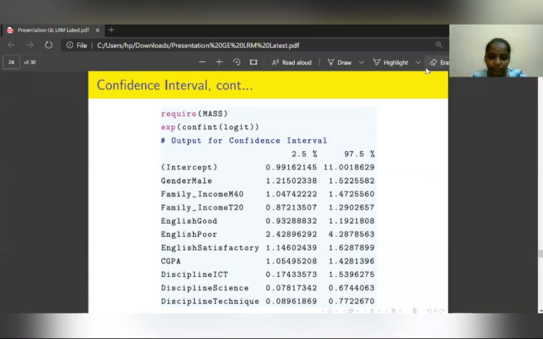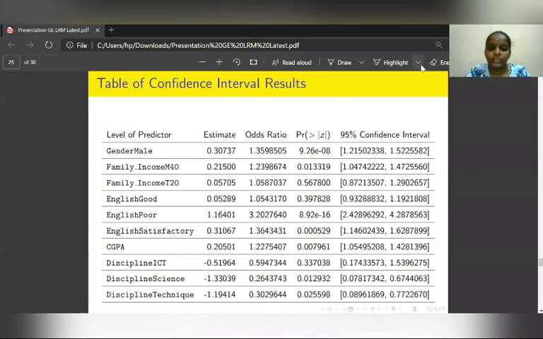The exponent confidence interval command is used to obtain the 95% confidence interval for the odds ratio for every predictor variable, as shown on the screen. A table is then constructed which consists of the level of predictor, estimates, odds ratio, the p-value, and the 95% confidence interval. From these results, some interesting interpretations are made.